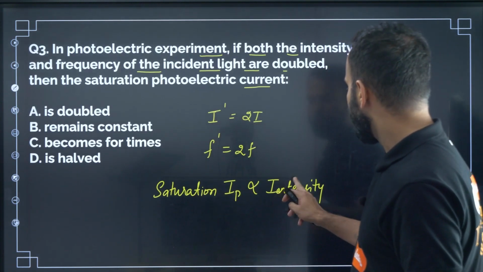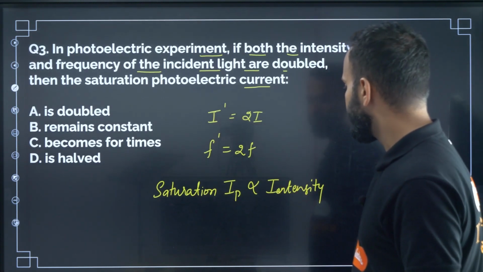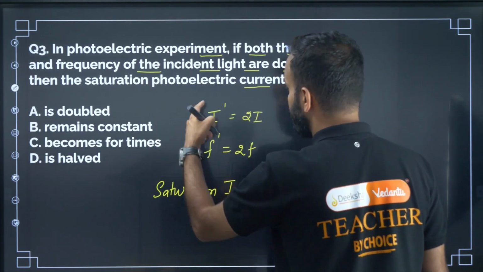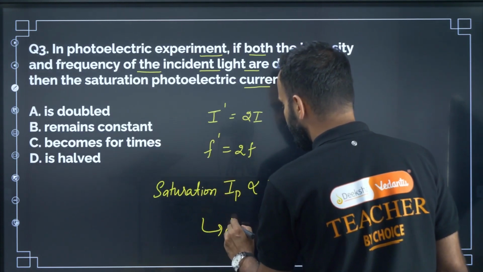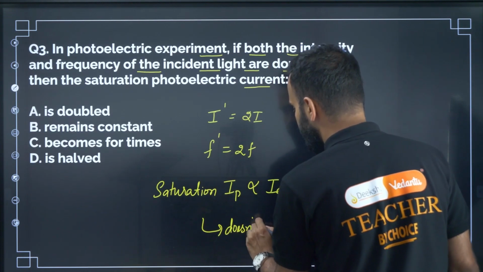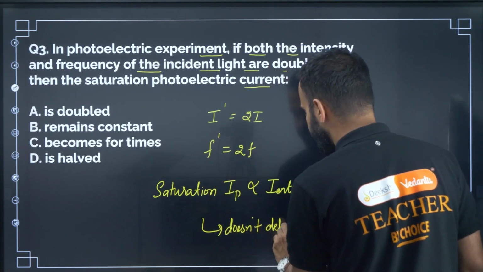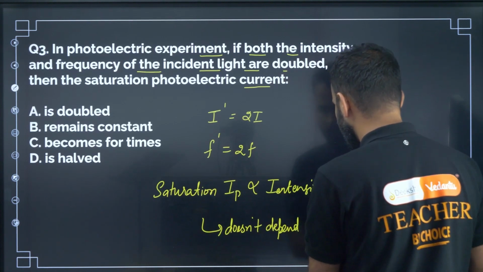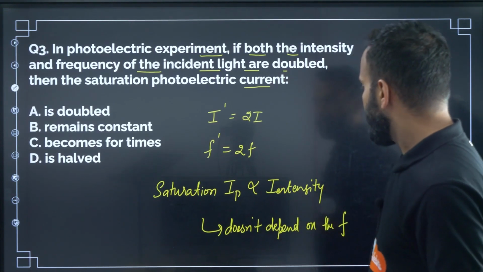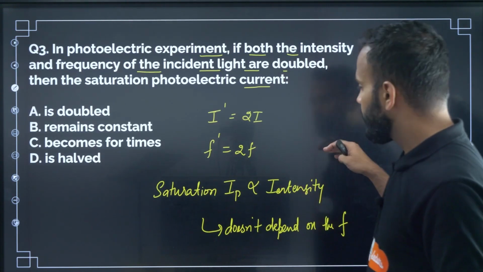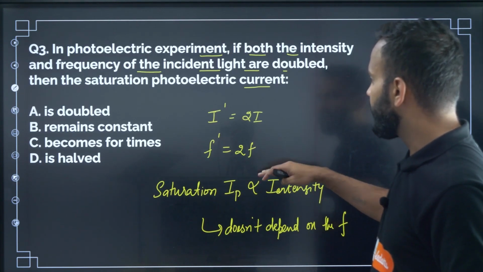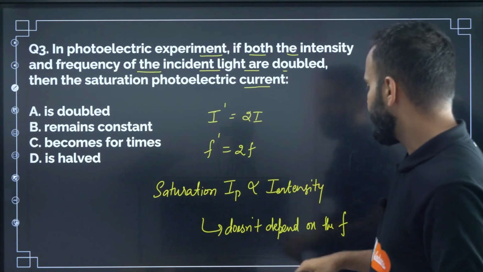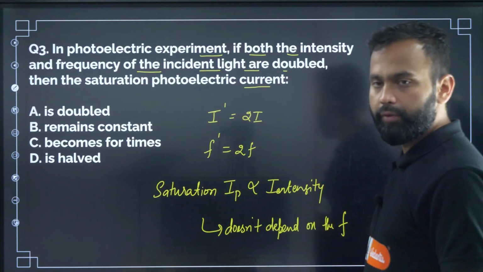Saturation of the photoelectric current is directly proportional to the intensity of the incident light, right? And the saturation photocurrent does not depend on the frequency. If you double the intensity, the saturation photocurrent will be doubled, right? And it does not depend on the frequency.